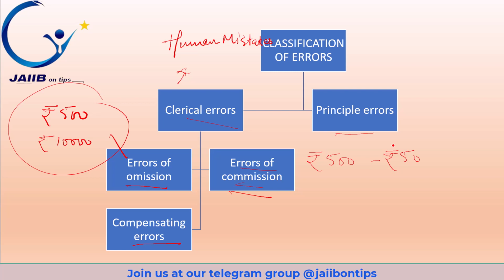Last one is compensating errors. Compensating errors occur when one mistake cancels out the impact of another, and as a result the overall effect on the accounts is balanced. Imagine a situation where there are two errors. The rent account total is mistakenly written as 1,000 less than it should be, and the printing and stationery account total is mistakenly written as 1,000 more than it should be.